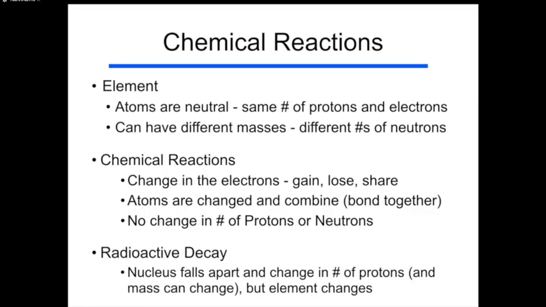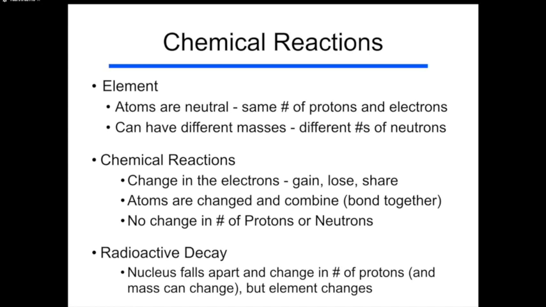All right, let's review. Before we go into chemical reactions, let's talk about how we count protons, neutrons, and electrons. And so, when we look at an element from the periodic table, we know that atoms are neutral. They have no charge, which means that they have the same number of protons and the same number of electrons. The only difference between two of the same atom is that they may have different numbers of neutrons, which may make them weigh just slightly different.